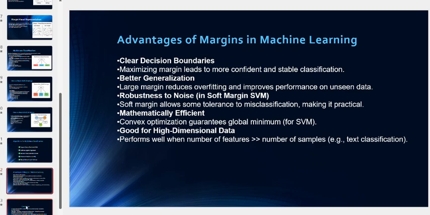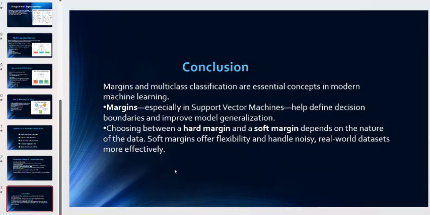And here is the final conclusion of margin and multi-class classification. Margin, especially in support vector machines, helps define how confidently the model separates the classes. Soft margin works better in noisy real-world data, and multi-class classification allows us to solve more complex prediction problems. Choosing the right strategies and understanding the margin helps improve the model performance. Thank you.